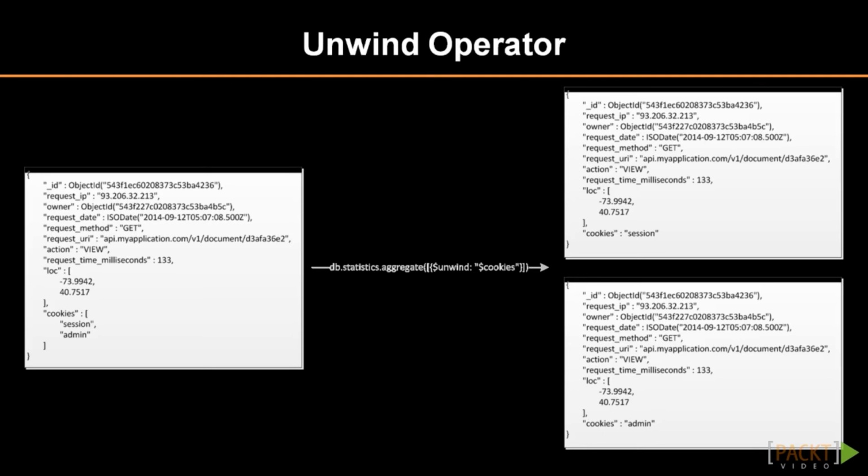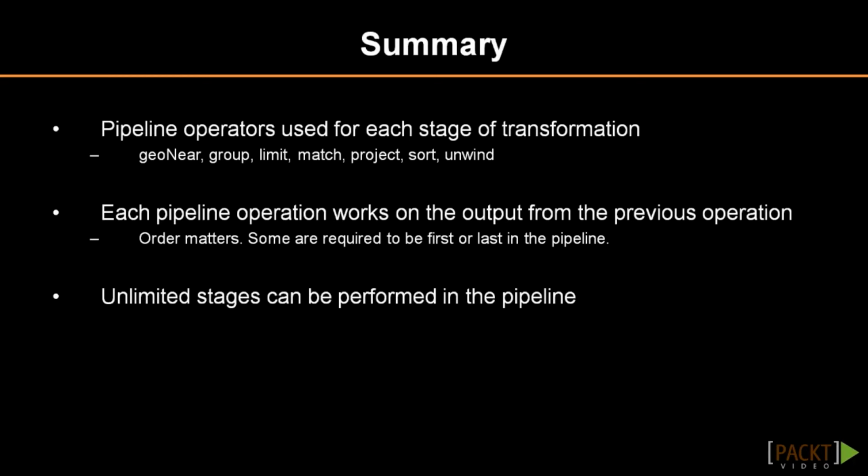In this video, pipeline operators were reviewed, including geoNear, group, limit, and so on. It was observed that each stage in the pipeline operates on the data from the previous stage, and that unlimited stages can be performed by adding operator documents to the array passed to the aggregate function. In the next video, we will look at a more detailed aggregation example.